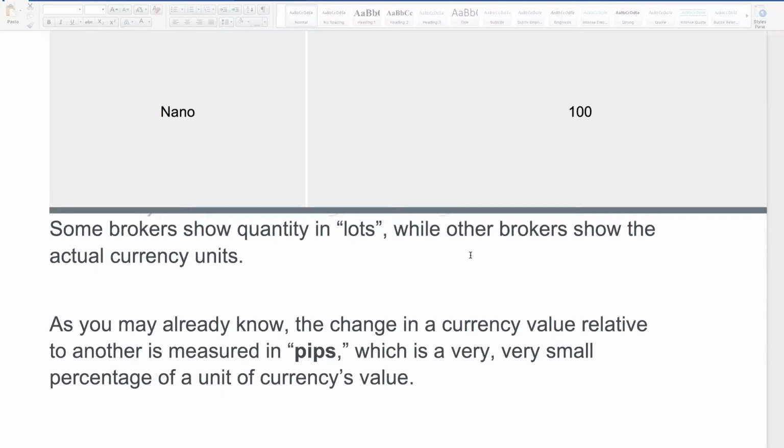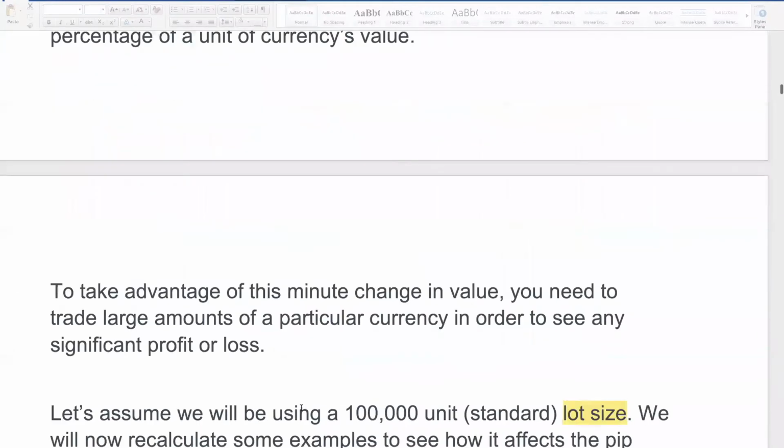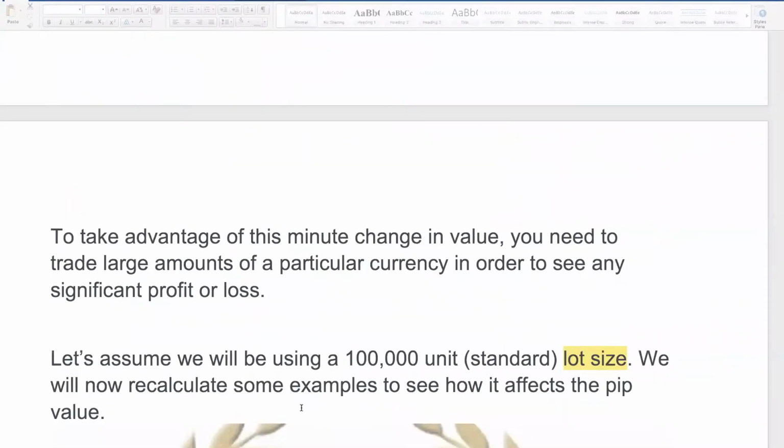Some brokers show quantity in lots, while other brokers show the actual currency units. As you may already know, the change in currency value from one to another is measured in pips, which is a very small percentage of currency values. To take advantage of this change in value, you need to trade large amounts of a particular currency in order to see any significant profit or loss.